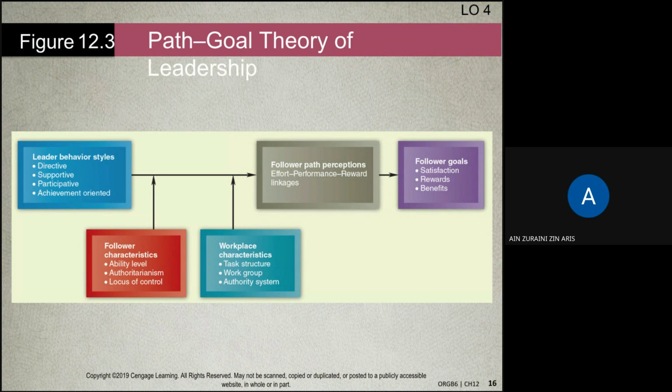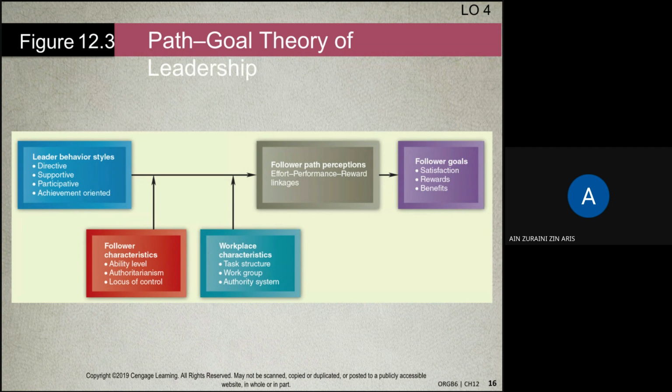Okay, and then the next one is work environment or workplace characteristics. Okay, so is the task repetitive and boring? Then a supportive leadership style can be applied. If the task is unclear and complex, then the leader can use directive leadership style. And if the tasks are challenging but the team is capable, then the leaders can use achievement-oriented leadership. So this matching process can help to maximize the motivation, satisfaction, and performance.